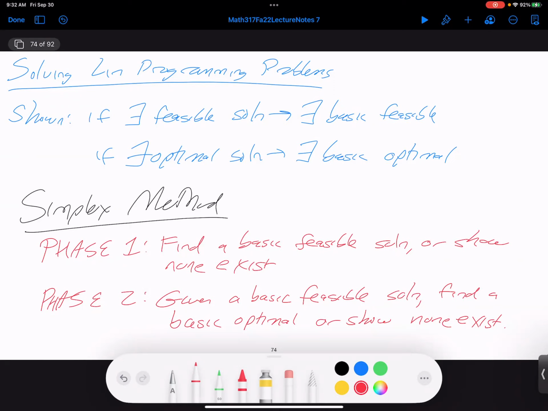There's a reason why this is called phase 1 and this is called phase 2. What is the input for phase 2? A basic feasible solution. How do we get a basic feasible solution? What do we use? So does everyone agree we use phase 1 to get a basic feasible solution? Now, this is where things get interesting. For phase 1, to find a basic feasible solution or to prove that none exist, we use phase 2.